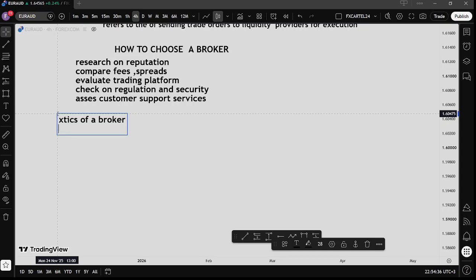Regulation. Licensed, like the way I said, licensed by reputable authorities. Of course, the government doesn't have those, and the authorities that are not reputable, of course, they are always reputable authorities.